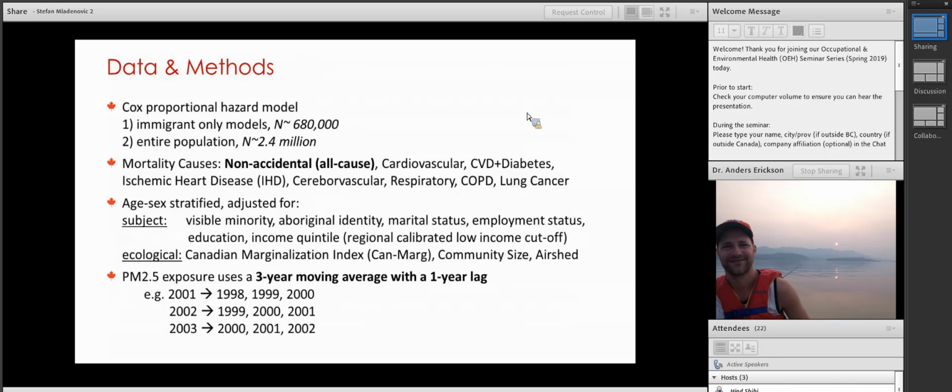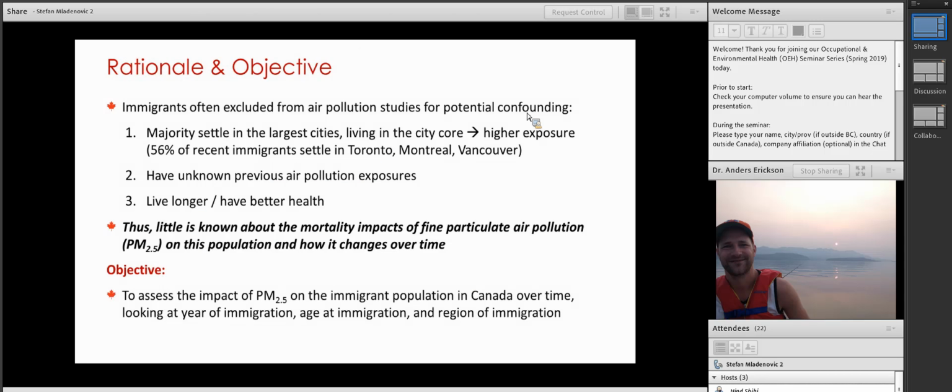So the rationale and the objective of this study: we're interested in air pollution, and we want to see what the impact of air pollution is and how that looks with respect to length of time in Canada. When we look at air pollution studies in Canada, we often exclude immigrants, specifically recent immigrants, but sometimes all immigrants, because of all these factors that I've just been talking about.